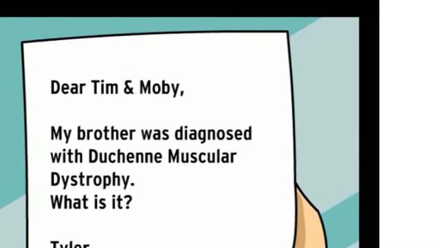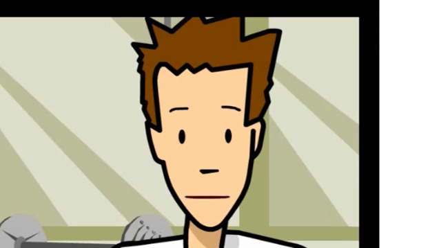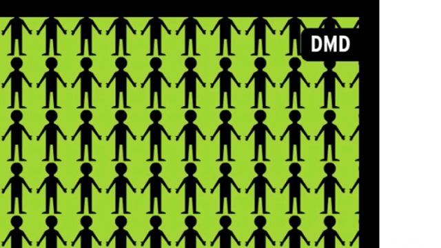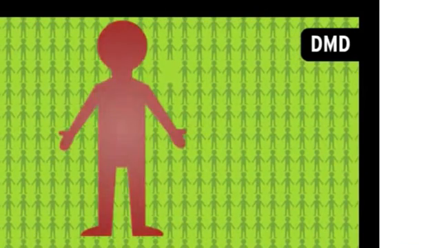Dear Tim and Moby, my brother was diagnosed with Duchenne muscular dystrophy. What is it? From Tyler. Well, muscular dystrophy is the name for a group of medical conditions that affects how a person's muscles work. Duchenne muscular dystrophy, or DMD, is the most common form of the condition. It affects about 1 in 3,500 boys.